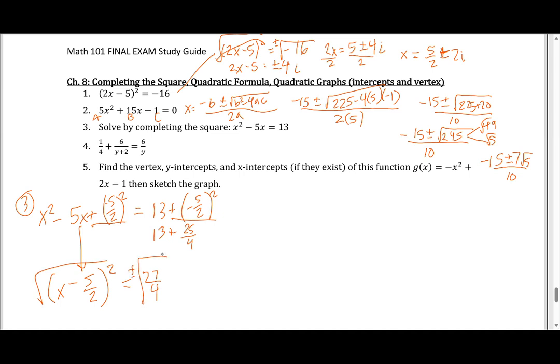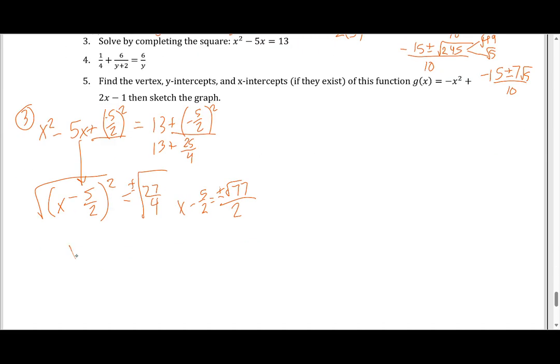Square root that. And I have x minus 5 halves equals, whoops, yeah, plus or minus. Again, I'm going to split up the square root, so I have a square root of the numerator. And the square root of the denominator is 2. Square root of 4 is 2. Let's get x alone. Let me scroll down a little bit. x equals 5 halves plus or minus the square root of 77 over 2. And if you want, of course, you can always put that over the same 2 since they already match. Or you can put that in your calculator to get 2 decimal answers.